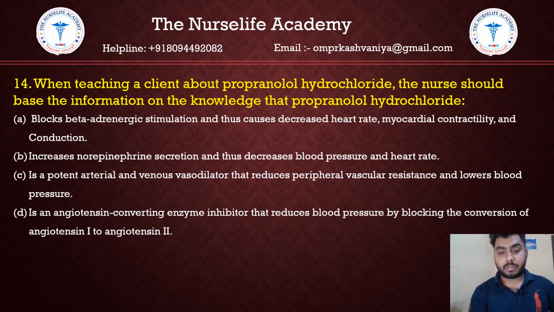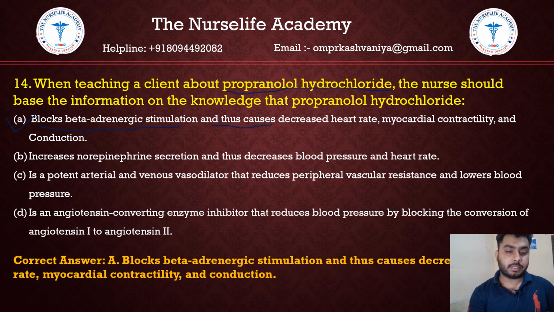So what is the purpose of propranolol hydrochloride? The right answer is option A. Blocks the beta adrenergic stimulation and thus causes the decrease in heart rate, myocardial contractility, and conduction. The right answer is option A. Next question.